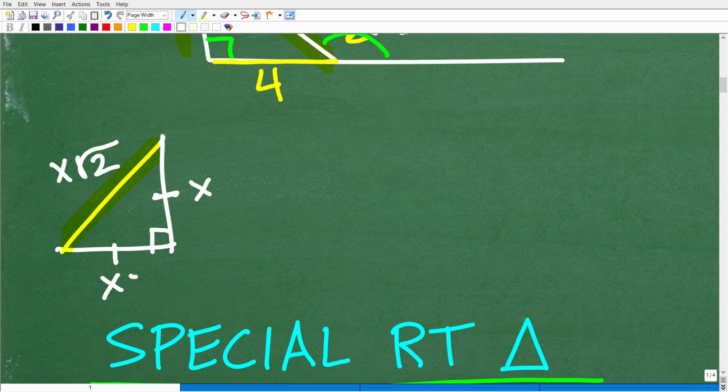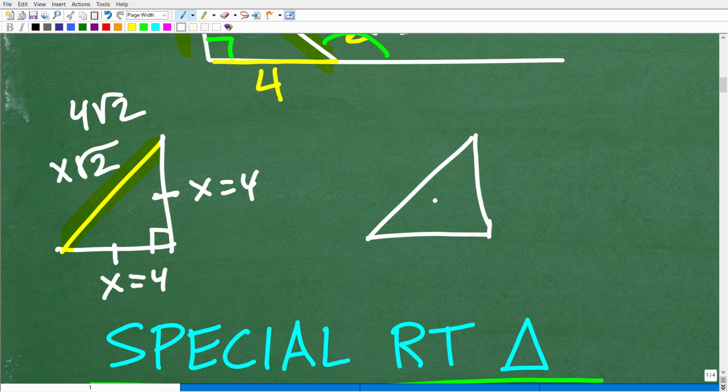So for example, if x is equal to 4, and this is obviously 4, this side would be 4 square root of 2. Now, if you don't believe me, let's go ahead and do this. So real quick, let's just solve for this hypotenuse. And let's have this as 4, this as 4. Okay, so 4 and 4, this is a right triangle. Oh, by the way too, I should stop myself. This is 45 degrees, and this is 45 degrees. These angles are congruent.